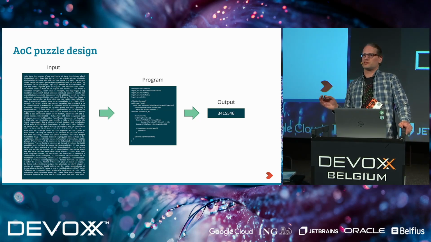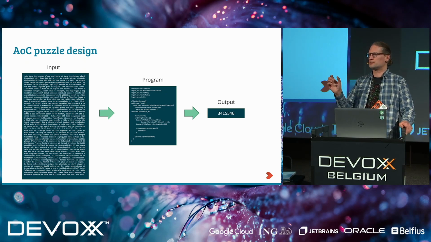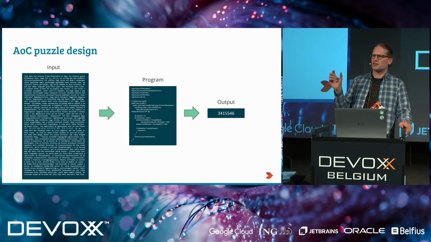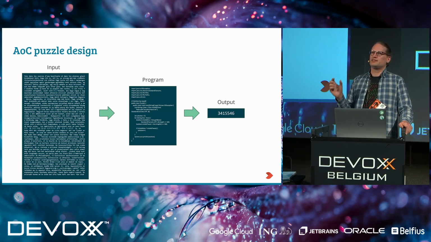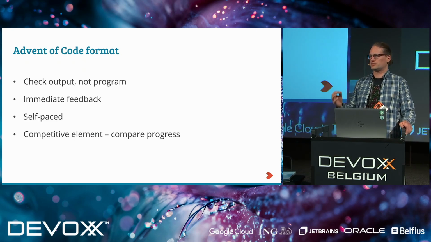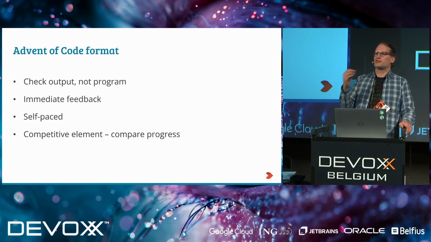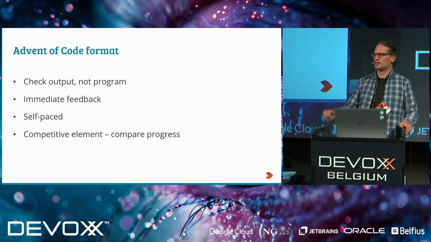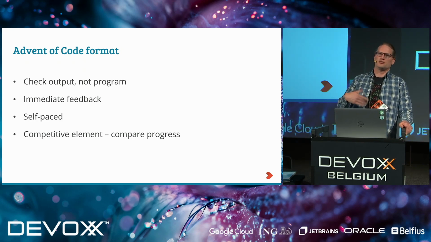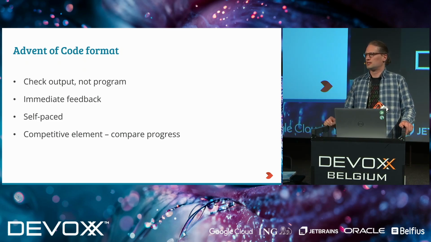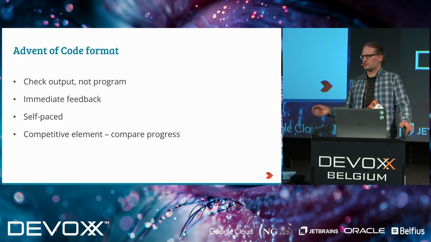And the output is very short. Usually it's a unique number or something like that, or a short string that is then checked. And that allows us to give immediate feedback on whether you got the program right or not. Immediate feedback is very advantageous for learning. You don't have to wait weeks for somebody to review a program and tell you if it's correct or not. You immediately know if you did it right or wrong. It also gives you flexibility in which programming language you use, because ultimately it doesn't matter how you wrote the program as long as you got the result correct.